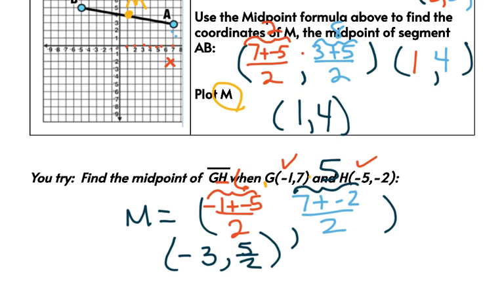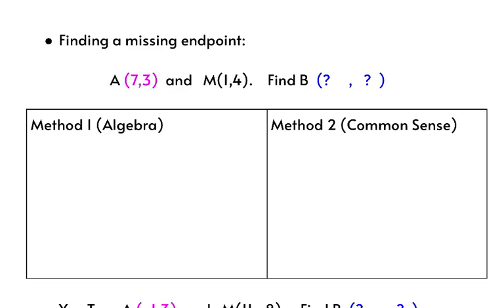And that's all we do to find the midpoint. We add the x's, divide by 2, add the y's, divide by 2. Sometimes a more troublesome thing to do, though, is to find a missing endpoint. So it's kind of like if I told you one of the endpoints, the midpoint, and asked you for the other endpoint. That's what we're going to be doing here.